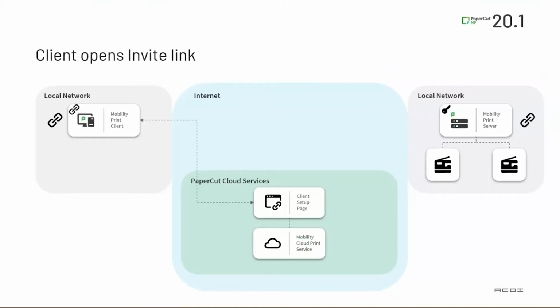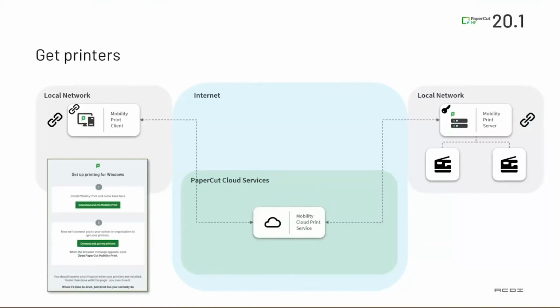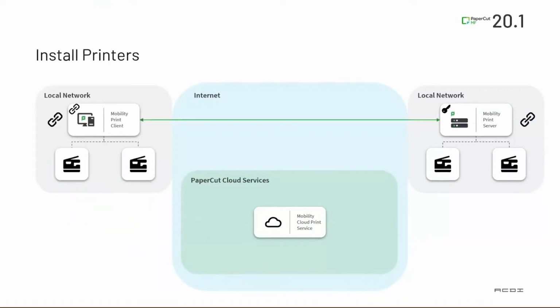End user will then open the link on their Windows computer and it talks to the cloud services. PaperCut services will then check with the local Mobility Print server and obtain a list of the activated printers. If you've used Mobility Print in the past, then you know it's just a slider switch that you activate in order for that specific printer to show up in Mobility Print. Then the process will automatically install the necessary printers on the local computer. They will be ready as soon as the install has completed.